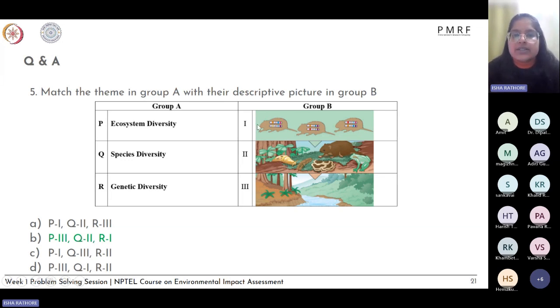Then genetic diversity is being shown by figure 1, where you see 3 similar species of animals, but with different genetic material composition. So these could be their chromosomes, which are very different from each other. So this is genetic diversity being seen in the same species, which is the diversity you see within the same species. So B, where P matches with 3, Q matches with 2, and R matches with 1, is the correct answer, like all of you said.